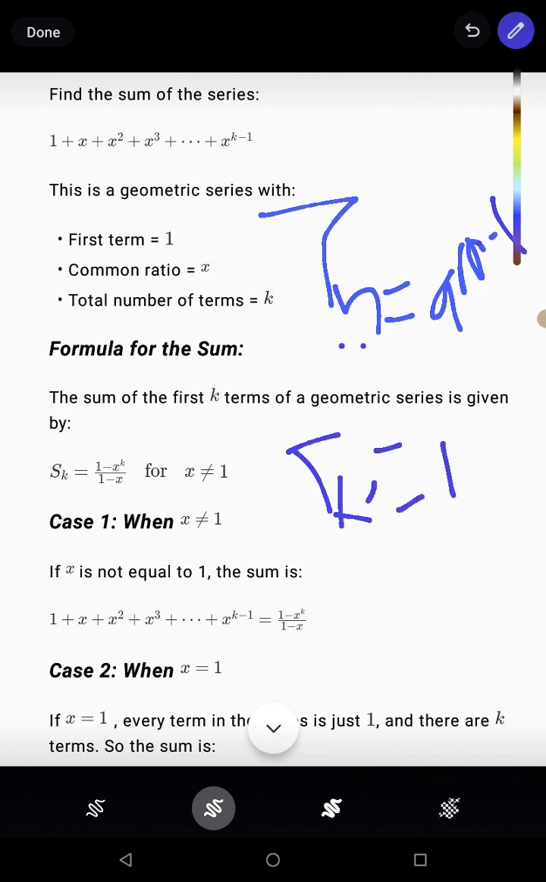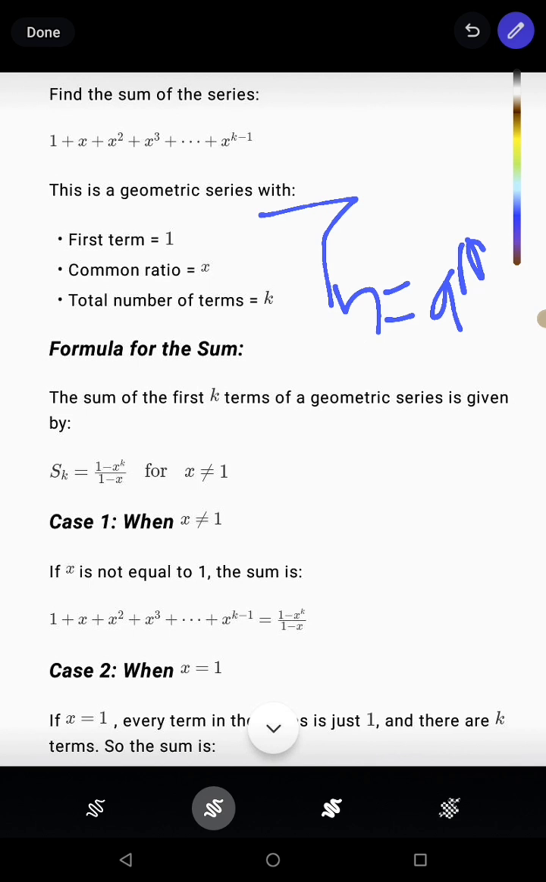Which is 1 times s raised to power k minus 1. So that's where we get the idea of the kth term. Now the next thing is we want to take the sum of the series. Naturally, to get the sum of the series, we need to consider two conditions: the case when it is not equal to 1 and the case when it is equal to 1.